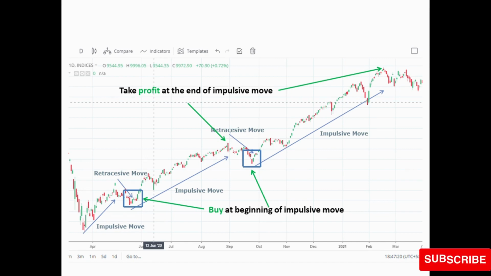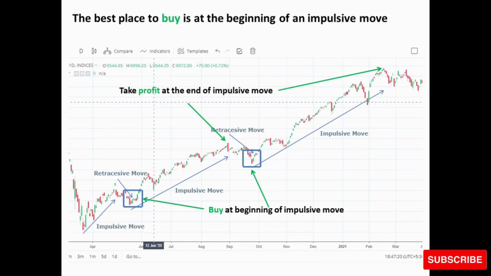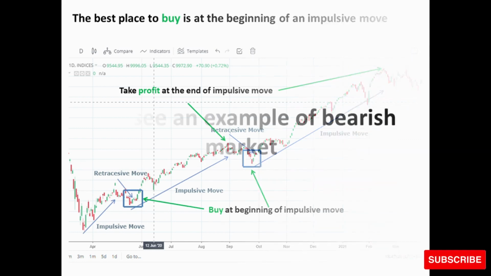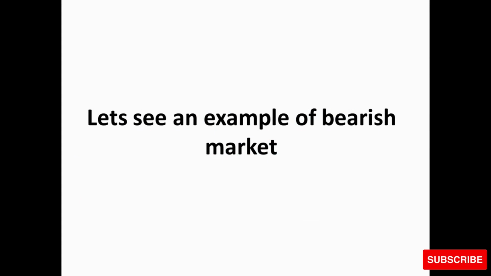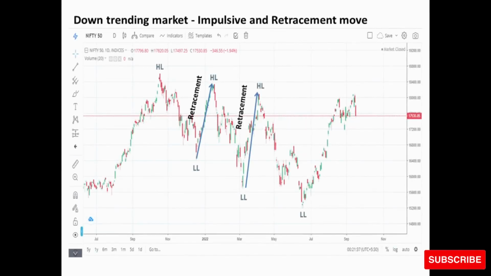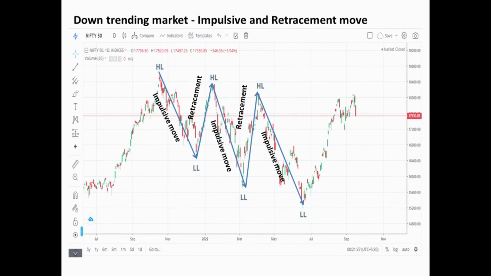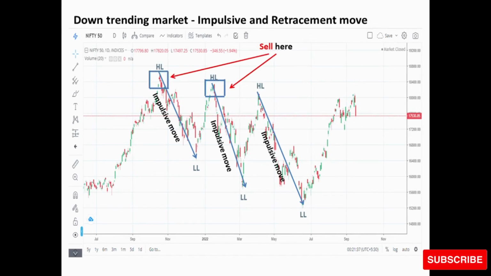If you are aware of how trending markets move, you will know that the best place to buy is at the beginning of an impulsive move. Traders who buy in an uptrend market at the beginning of a retracement move get caught by professional traders, and they don't understand why the market is going against them. Let's see an example of a bearish trend. The given chart shows a downtrend market. As you can see, the best trading decision is to sell the market at the beginning of an impulsive move.